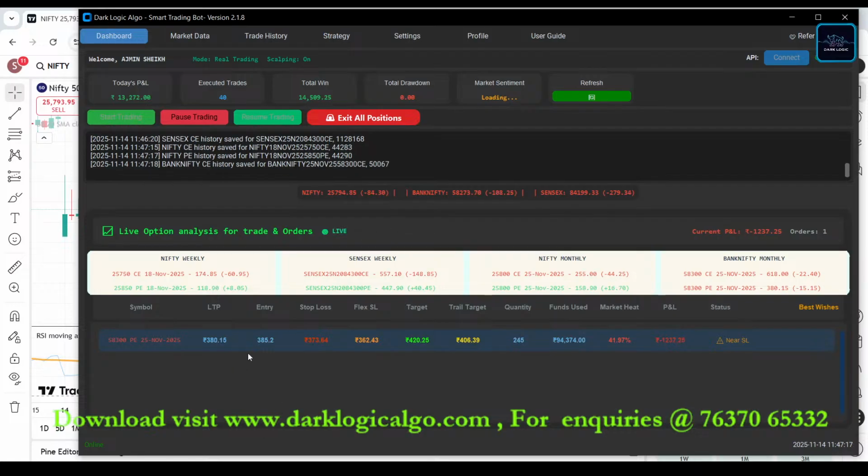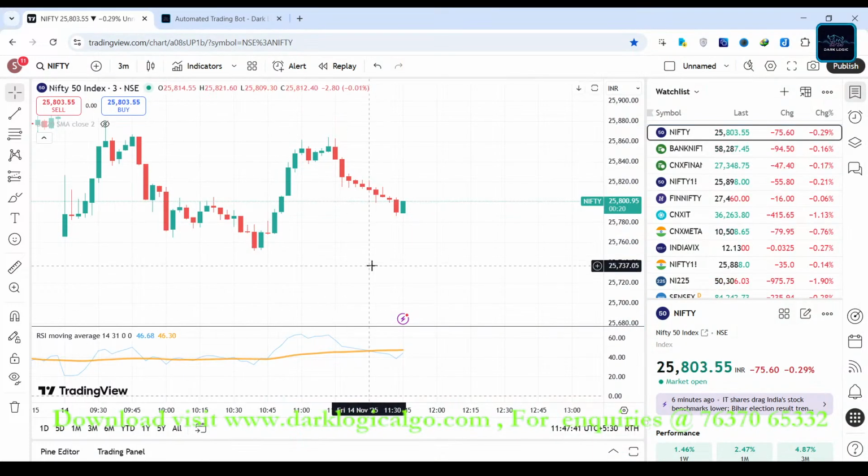The position is nearly at the buying price, so I think this will hit the stop loss. The bot analyzed that the market was aggressively falling. That's why it took the position.